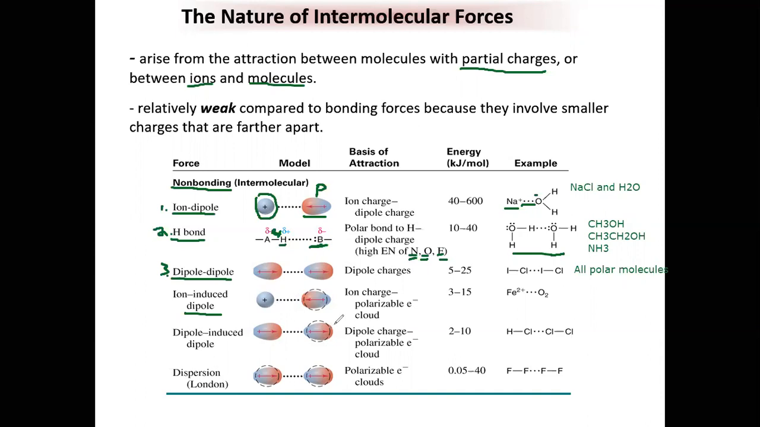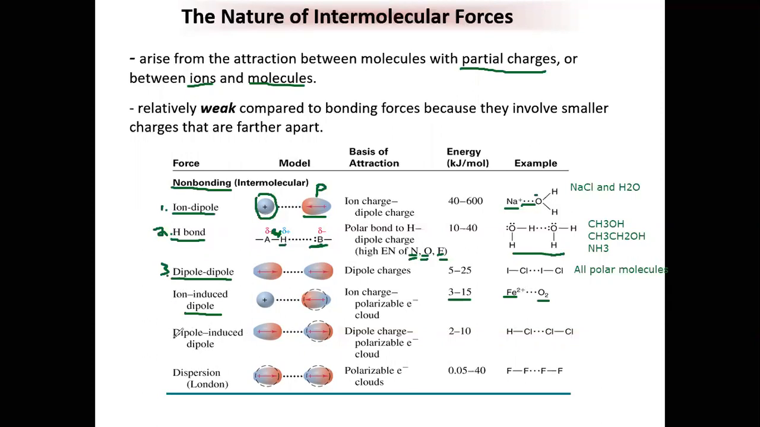So it keeps on changing. And these are very weak intermolecular interactions. Again, we have a nonpolar compound that interacts with an ion. That's an ion-induced dipole. So anytime you see the words induced dipole or temporary dipole, those are the main interactions, as we'll see, in nonpolar compounds.